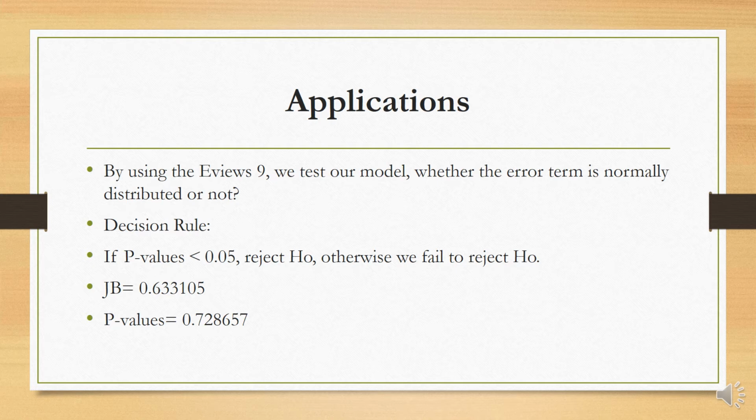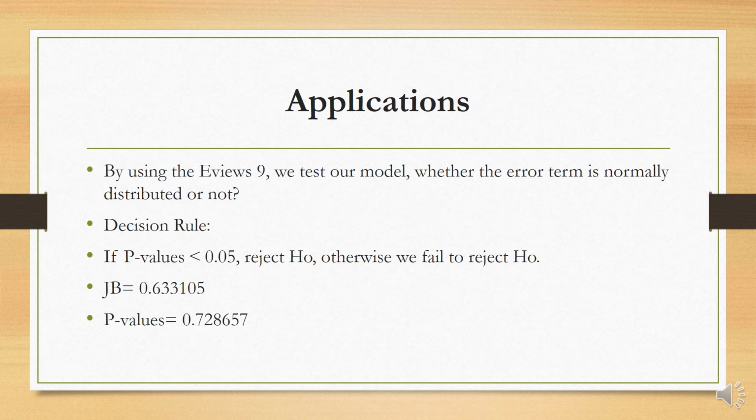Do you remember? In the previous lecture we estimated the consumption income regression. According to this data, using EViews 9, we test our model on whether the error term is normally distributed or not. The same rule applies: if the p-value is less than or equal to 0.05, reject H naught, otherwise we fail to reject H naught. We apply this data to estimate the regression. After estimating the regression, we will find the value of the JB statistic and the p-value.